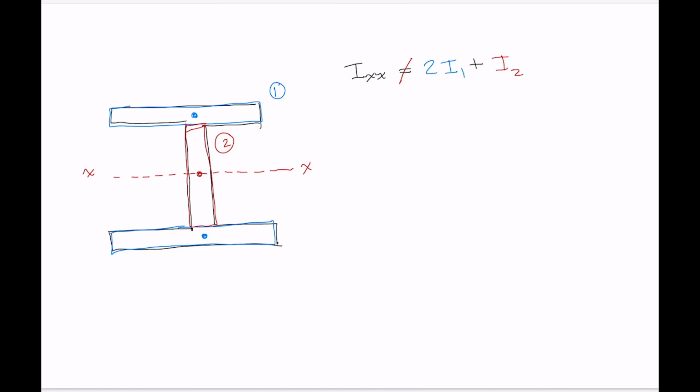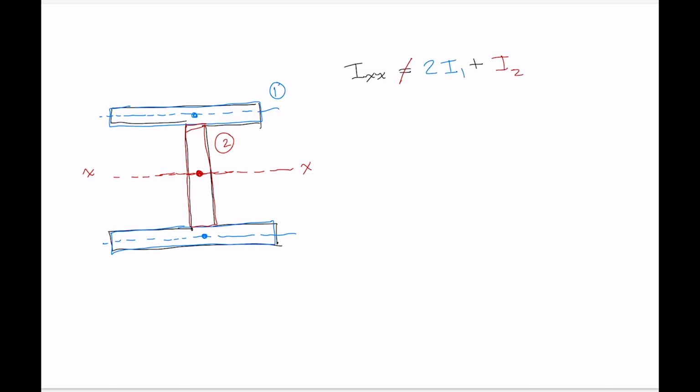Their horizontal centroidal axes are like this. And shape number 2 has its centroid there, and its horizontal centroidal axis is already marked. So those axes are not collinear. Those centroids do not lie along the same horizontal centroidal axis, so we can't do what we just outlined.